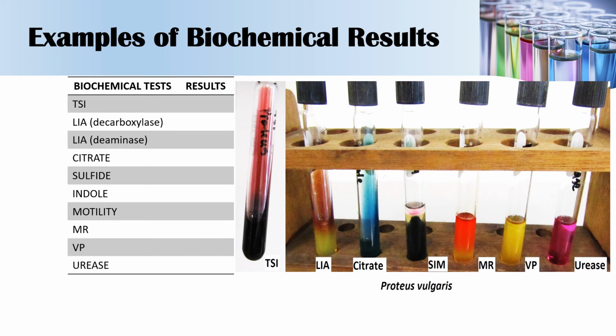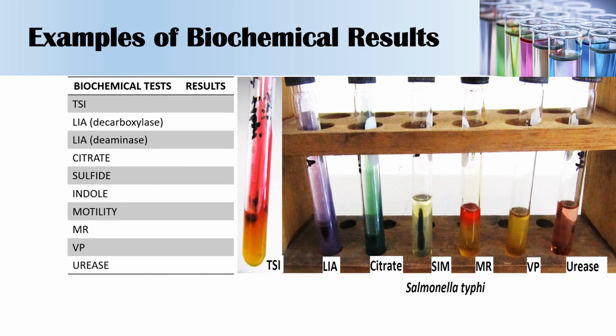Proteus vulgaris, we have a red slant, so K over A plus H2S. And for the LIA, it is yellow. The butt is yellow, therefore it is negative for the carboxylase, but the slant is burgundy, so it is positive for the aminase. Citrate is positive, sulfide is positive, indole positive, motility positive, MR positive, VP negative, and urease positive.